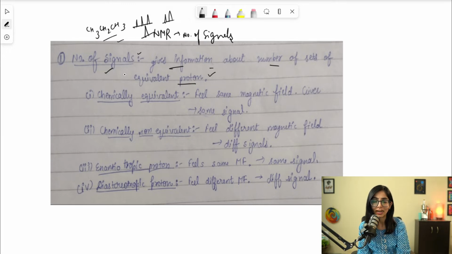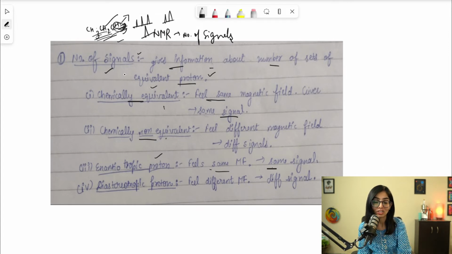Equivalent protons, the definition is written over here. Chemically equivalent protons feel the same magnetic field, which means they give the same signal. Suppose there is propane. We'll see how many equivalent protons are there. If I say these 3 hydrogens over here are chemically equivalent, that means all 3 hydrogens will feel the same magnetic field. And chemically non-equivalent protons are just the opposite: they will not feel the same magnetic field. In isotopic protons, they will feel the same magnetic field and have the same signal.